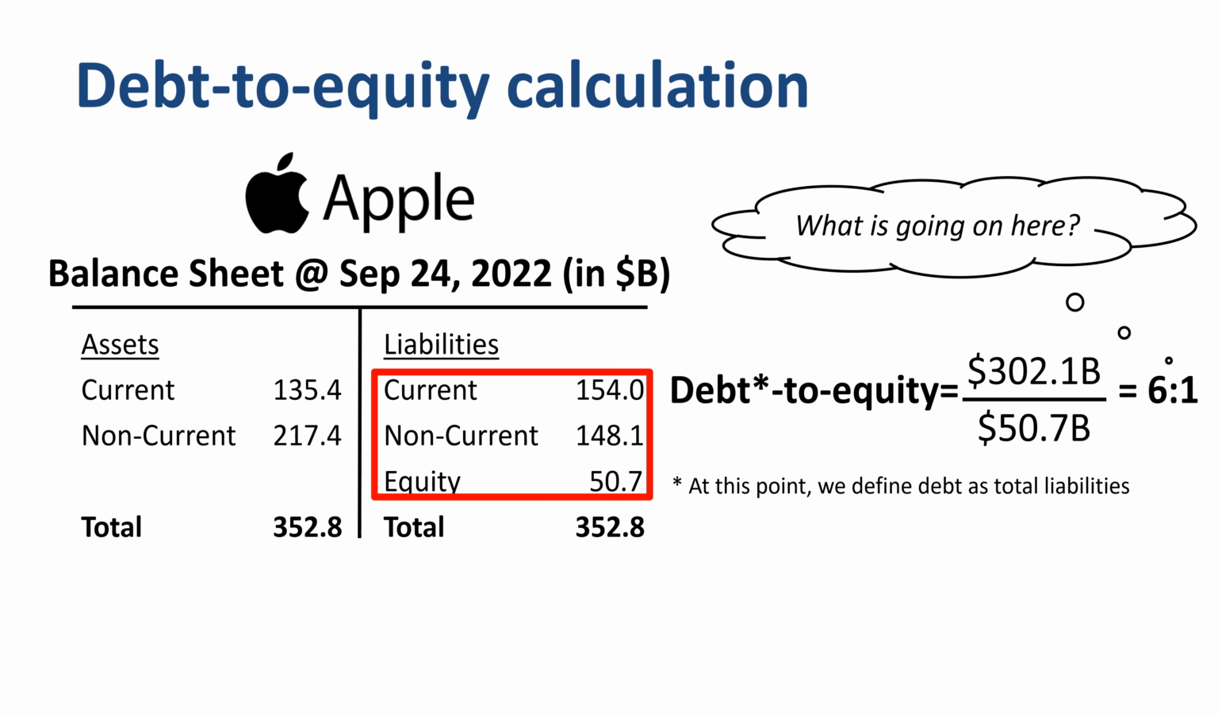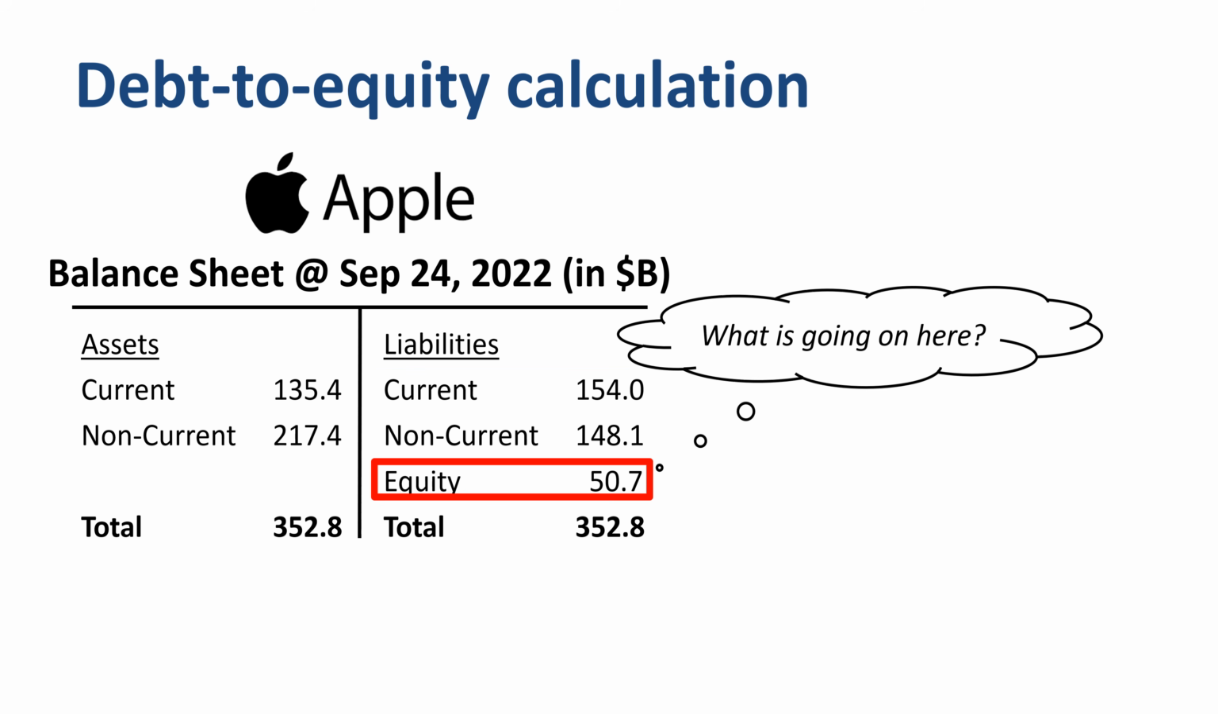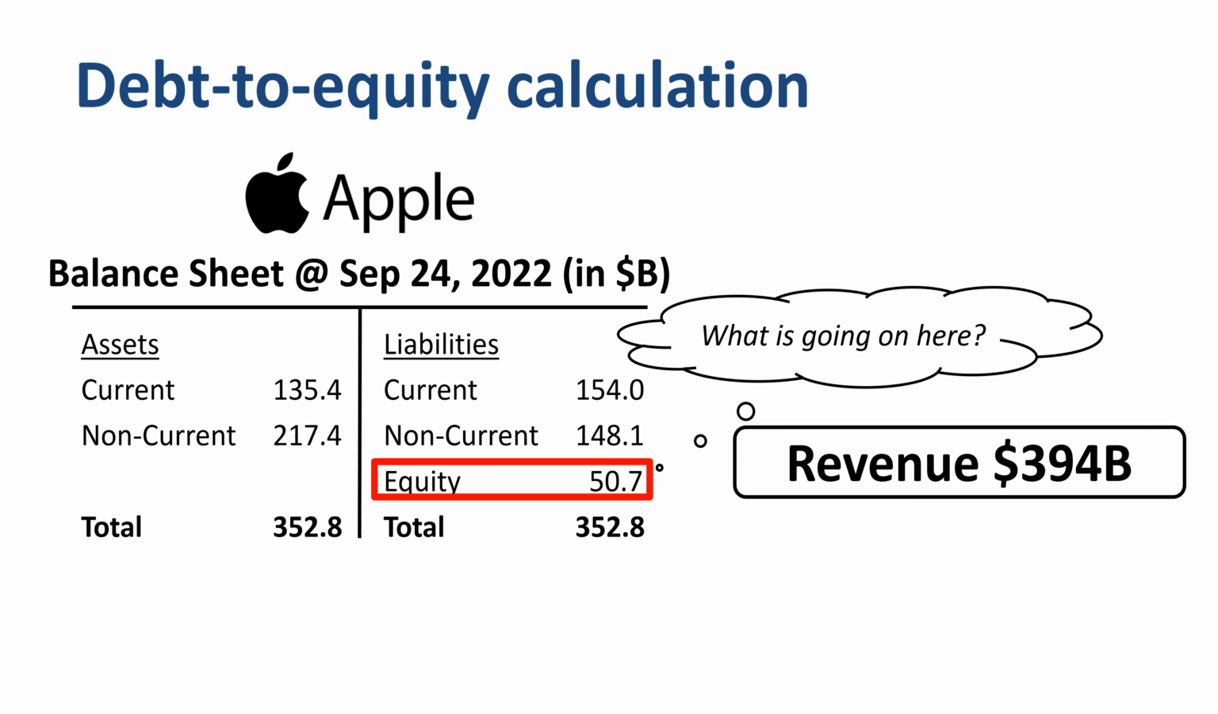6-to-1. What is going on here? Apple is a highly successful company that is raking in billions and billions of dollars in profit per year. How come their balance sheet is so highly leveraged? Or more specifically, how come the equity on the balance sheet is so low?